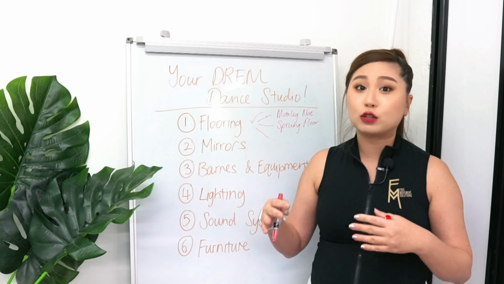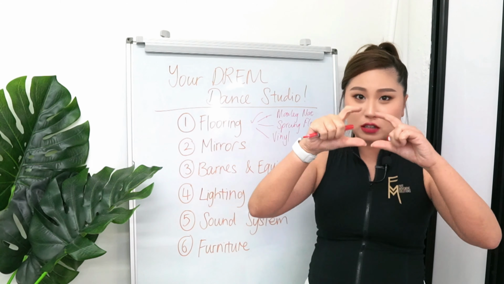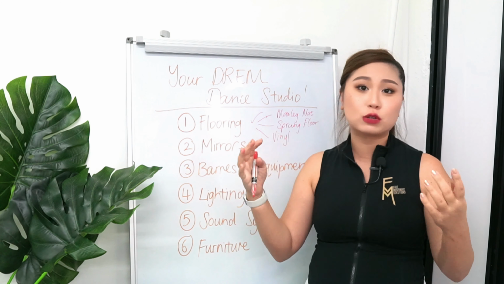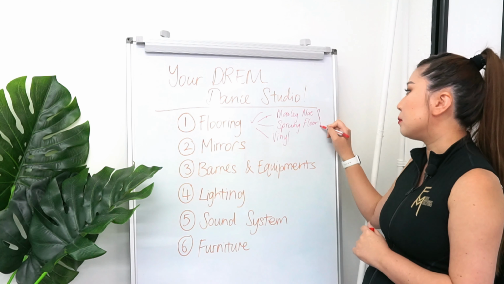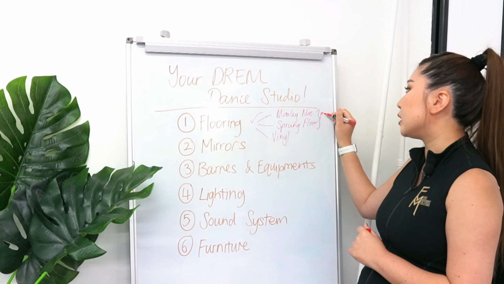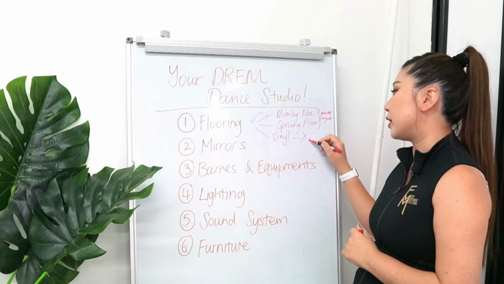The third flooring that you do find at some spaces are vinyl floors. Vinyl floors are those click and lock long tile floors that you find, so those are an option as well, although I have to say that Marley mats and sprung floor help to prevent injuries. Vinyl floors, they do not prevent injuries.